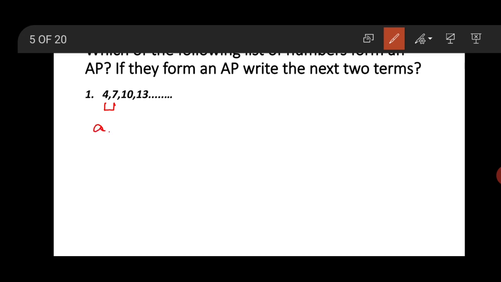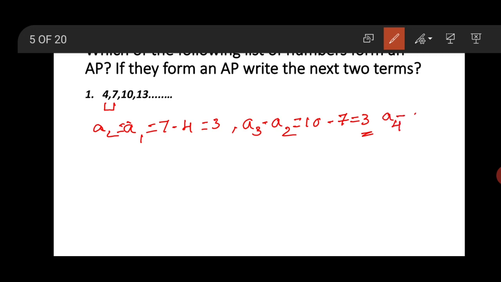So here A2 is equal to 7 and A1 is equal to 4. So A2 minus A1 is equal to 7 minus 4 is equal to 3. Again here also, A3, third term, minus its previous term A2, is 10 minus 7 is equal to 3. Similarly A4 minus A3 is equal to 13 minus 10, again it's also equal to 3. So we can observe throughout the series of numbers differences are same.